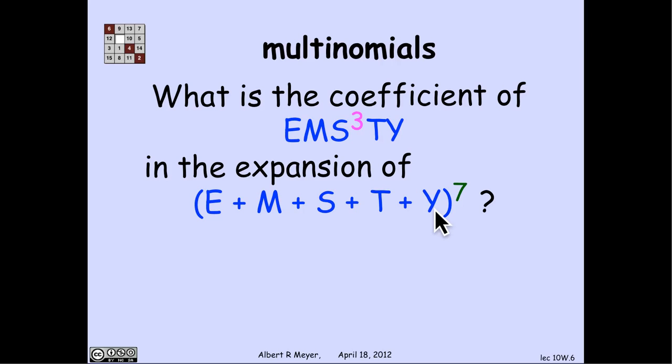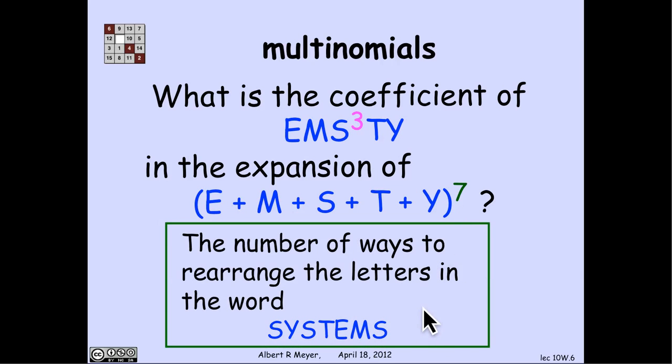And if I ask, what's the coefficient in that expansion of the term E, M, S cubed, T, Y, it's exactly the number of ways of permuting these 5 letters, a word of length 7 made out of these 5 letters with 3 occurrences of S. In other words, the coefficient of EMS cubed TY in this product is the number of ways of rearranging the letters in this sequence of 7. It's the word SYSTEMS, which is why we chose it to be rememberable.